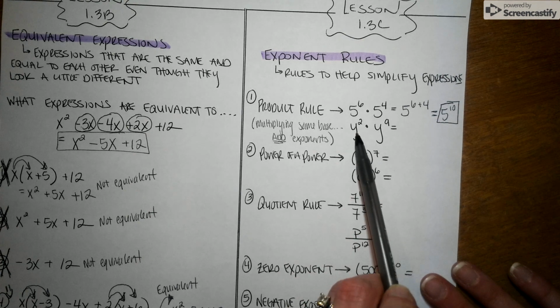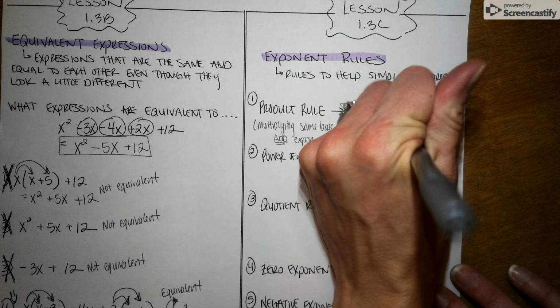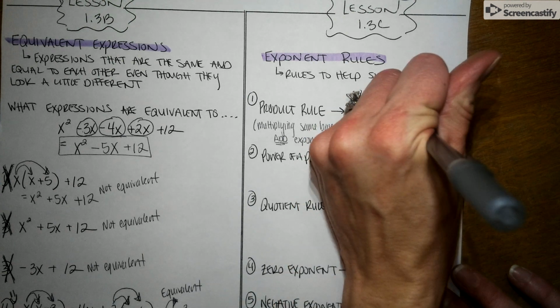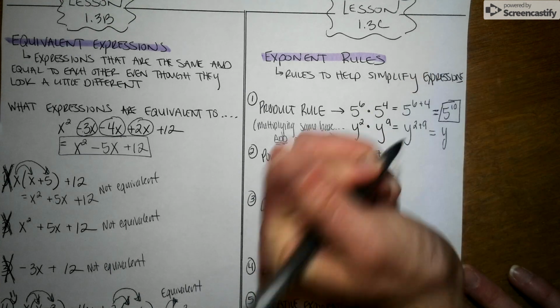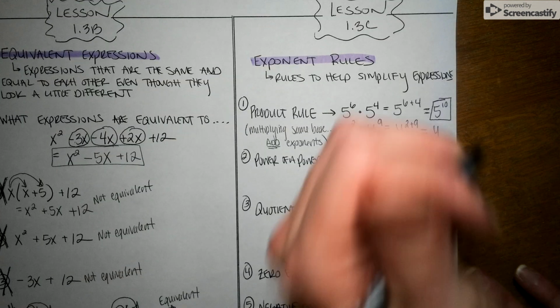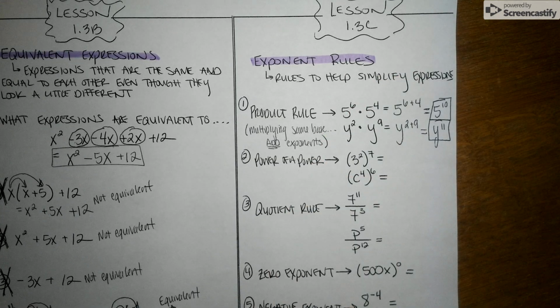So again, here in this example now with variables, I have the same base. So I'm multiplying the same base of y. So I'm going to keep my y base. And I'm going to simply add the 2 and the 9 together. So this expression with the product rule exponent rule is y to the 11th power, or the 11th exponent.